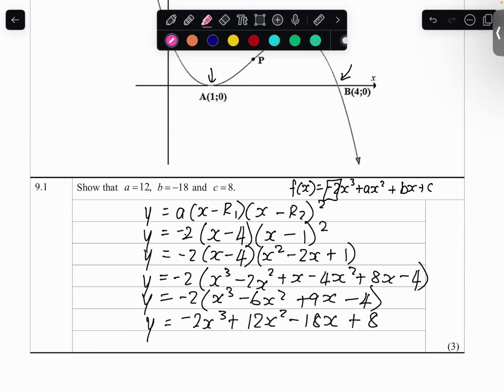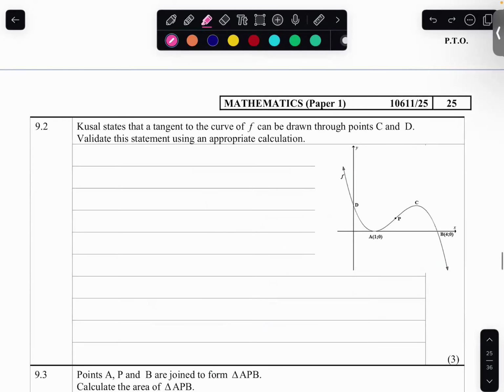And now you'll see that this value for a is equal to 12, which was here, the coefficient of x squared is here. It's 12. And they asked us to prove that it's 12. Then the b value, which is the coefficient of x, they asked us to prove it's minus 18. Here's the coefficient of x being minus 18. And they said the c value must be 8. And here it is as 8. And there we go. As simple as that, right? Okay.